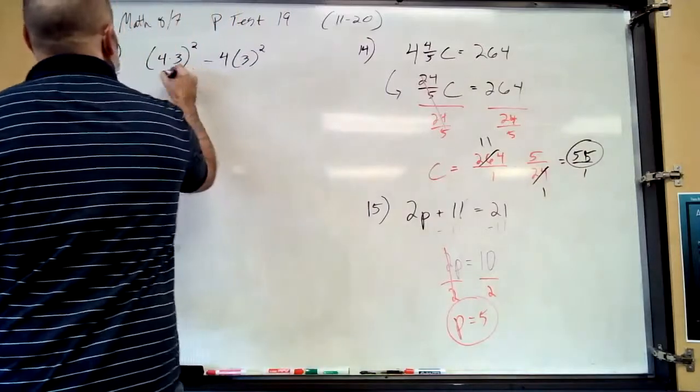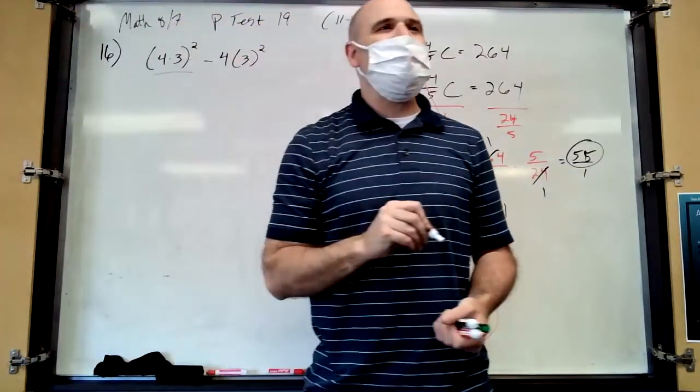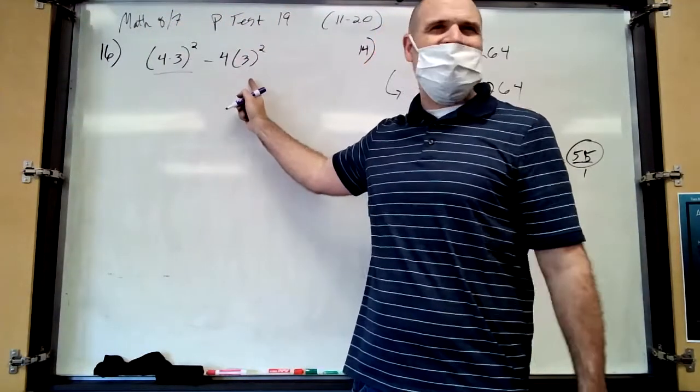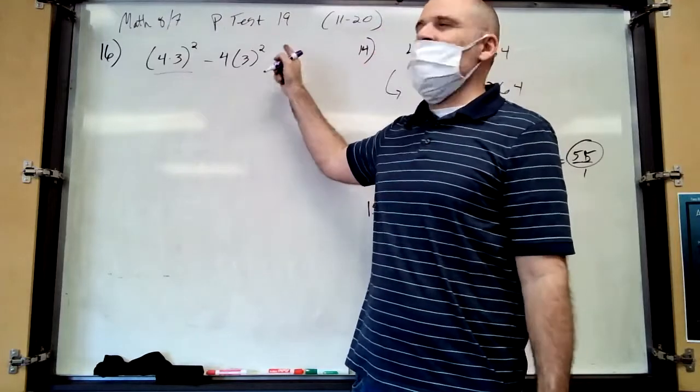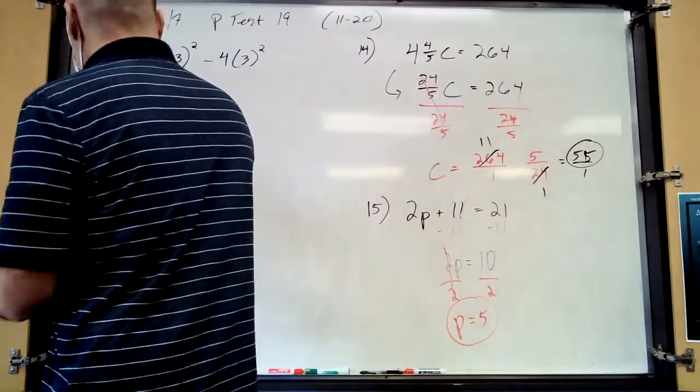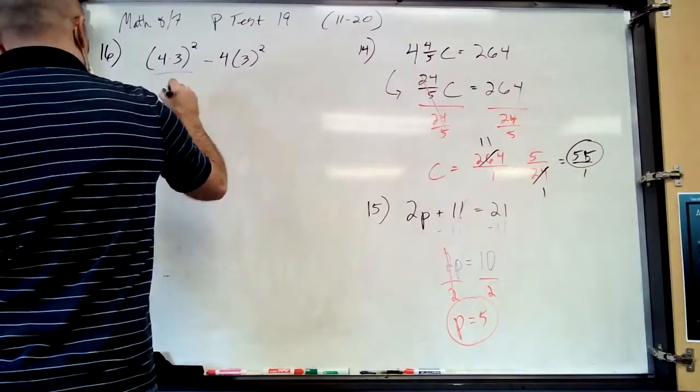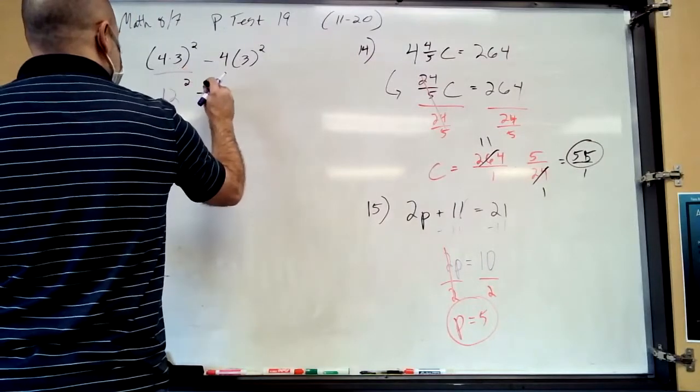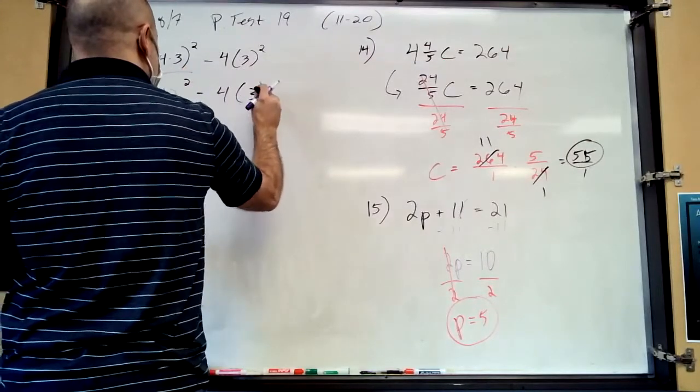Okay, so we're going to do those parentheses first. There's really nothing happening inside of this parenthesis, so the exponent would be the next thing. But let's do that first. What's 4 times 3? 12, right? 12 squared minus 4 times 3 squared.